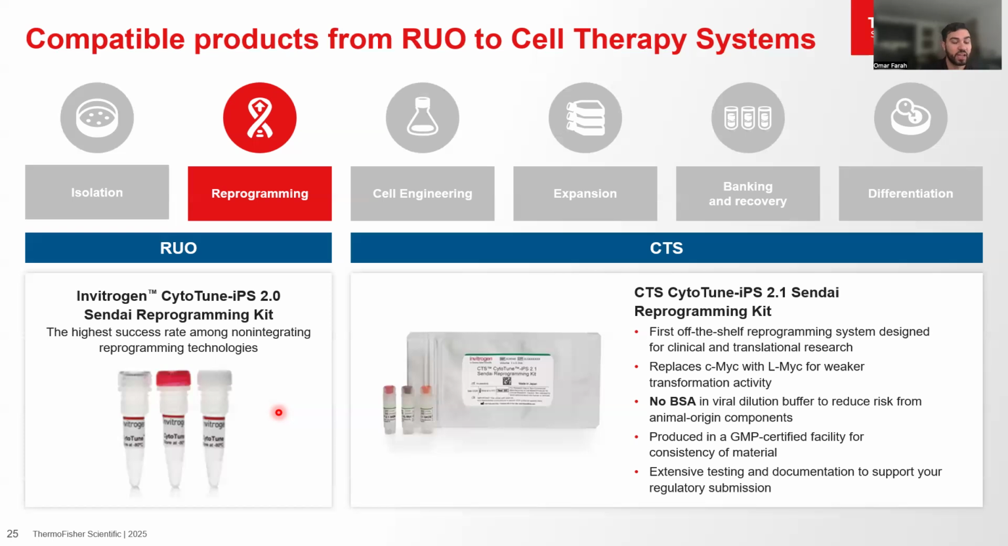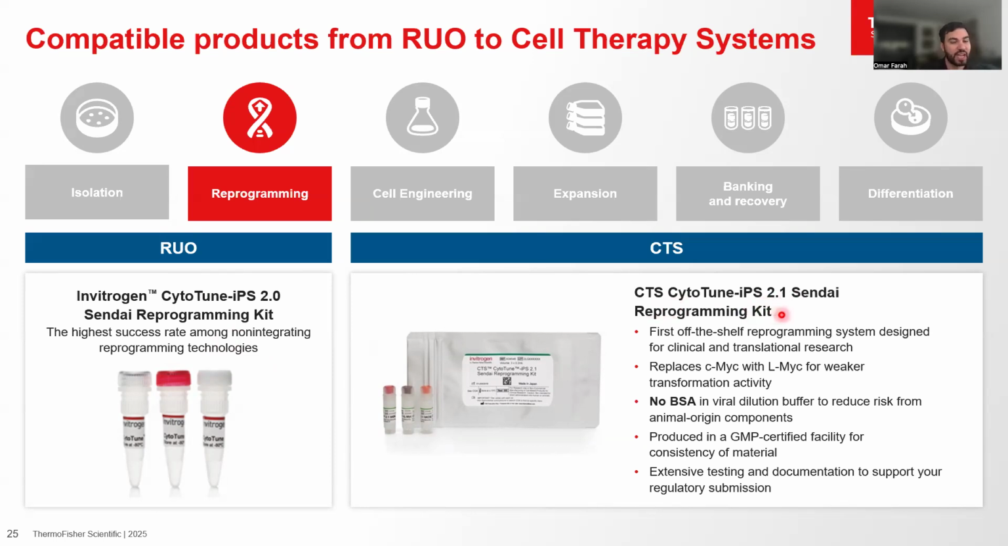The FDA tends to have a lot of regulations around what products and what components you can have in your reagents that you're using with your cells, specifically for cell therapies, right? And one good example here is this CytoTune kit. The CytoTune kit that we've been talking about is basically designated as a research use only product, but there are alternatives under our cell therapy systems group where we do have very, very similar products. In this case, this product is called the CTS CytoTune 2.1 Sendai Reprogramming Kit.